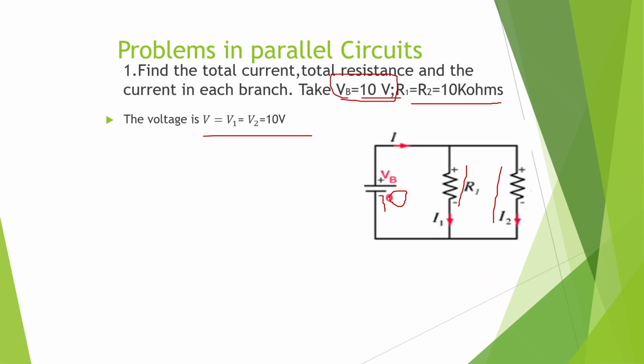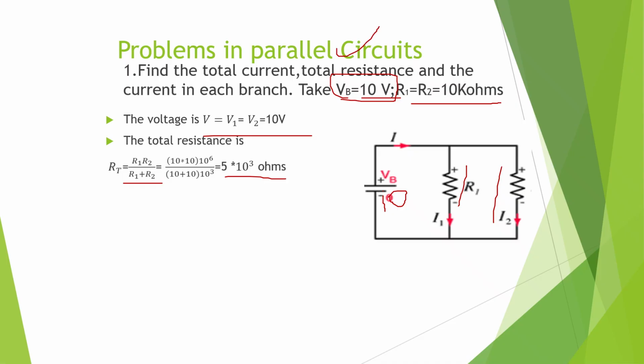The voltages are the same, and then we will find out the current in each branch, and we can find out the total current, the total resistance, and so on. We know the formula for total resistance is R1 into R2 by R1 plus R2. So you just multiply the resistors. It is 10 kilo ohm, so 10 into 10 power 3 into 10 into 10 power 3. When you see this, the total resistor here is 5 kilo ohms. Thus the total resistance has been found out, using the formula R1 into R2 by R1 plus R2.